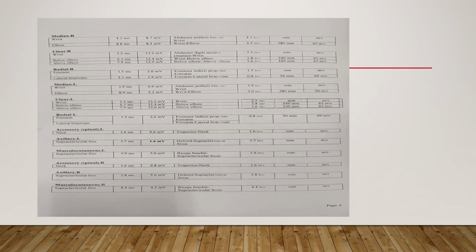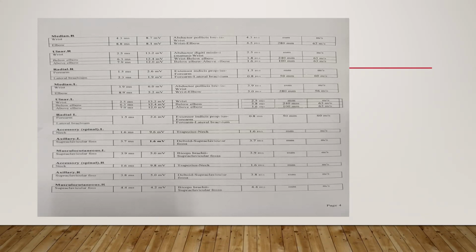Ma'am, nerve conduction study. Median nerve showing normal amplitude, normal velocity. Right ulnar nerve showing normal amplitude, normal latency, normal velocity. Right radial amplitude is reduced slightly, 2.6. You just check the velocity.